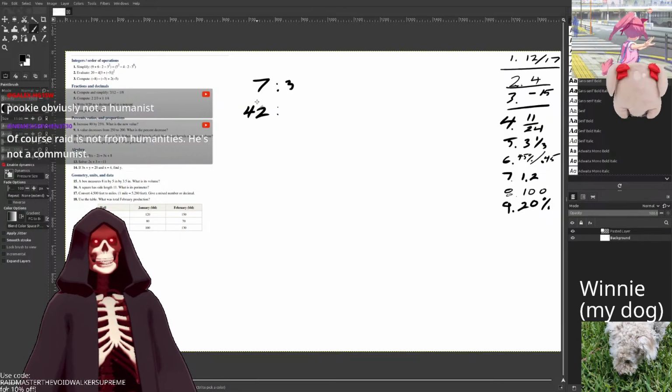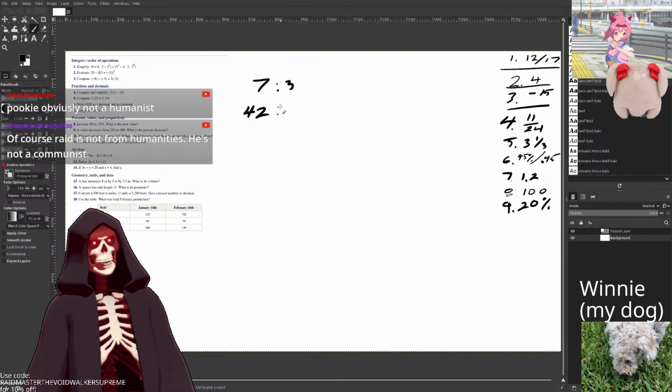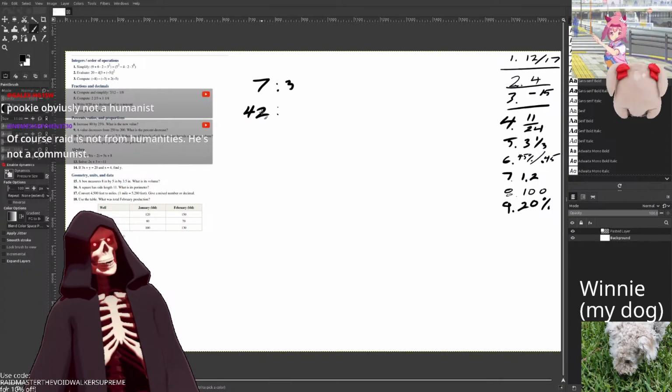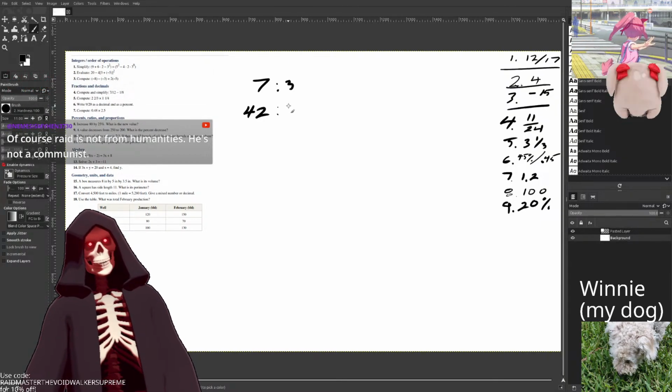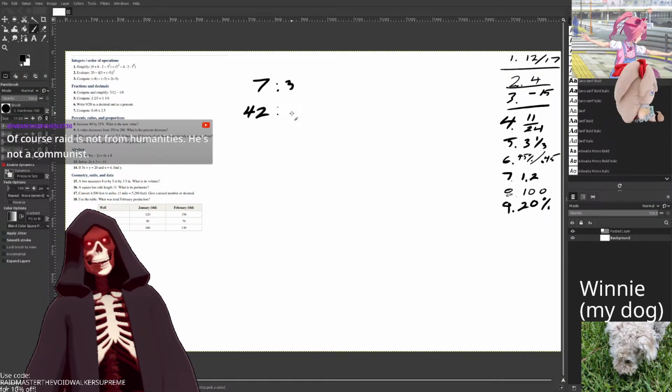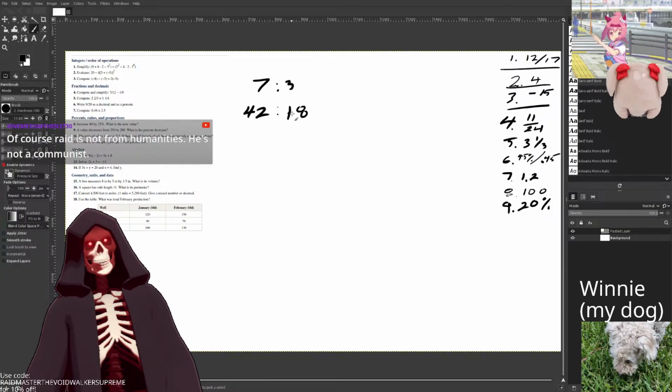Okay, so that's simple. You divide that by 7. That gives you the thing that you multiply that by. That happens to be 35 plus 1, so that's 6. So 3 times 6, that's 18.